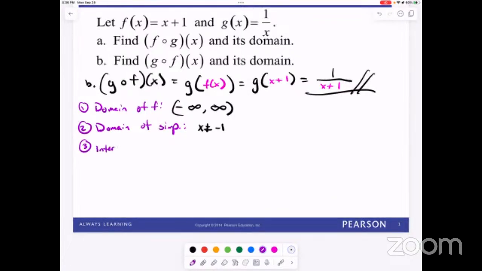Okay. So the first domain we have is all reals, right? Intersection, everything except -1, right? So what do these two sets have in common? Everything except -1.